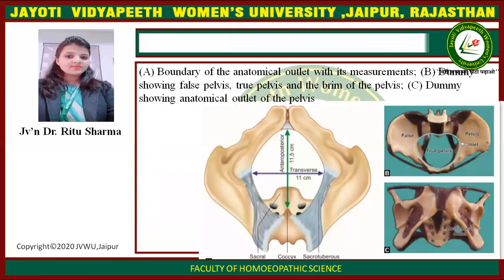There are diagrams of the boundary of the anatomical outlet and its measurements. These show the outlet of the pelvis, and B showing the false pelvis, true pelvis and brim of the pelvis, and the dummy pelvis is showing the outlet of the pelvis.